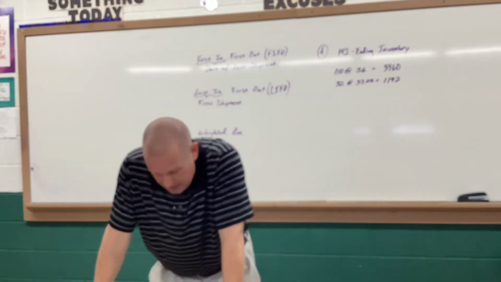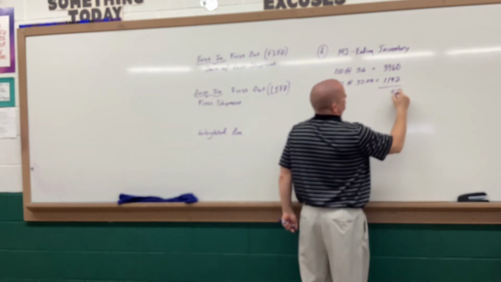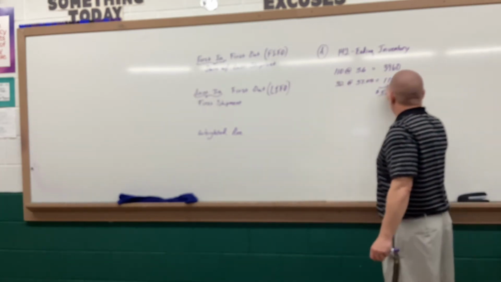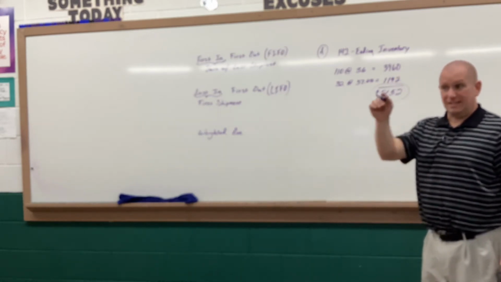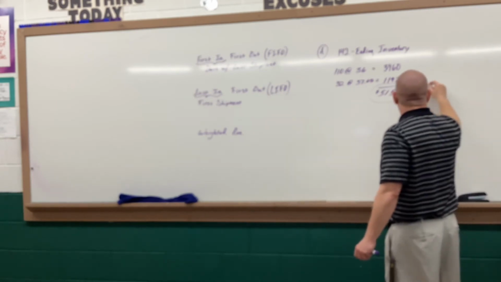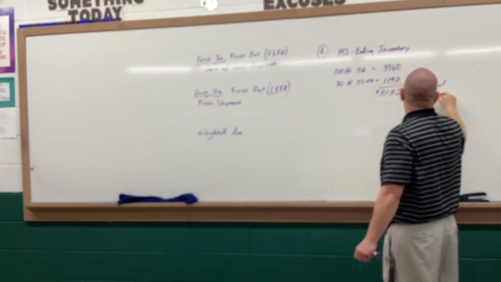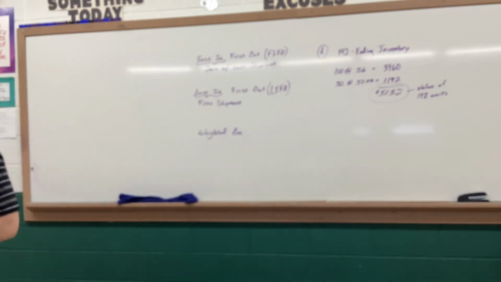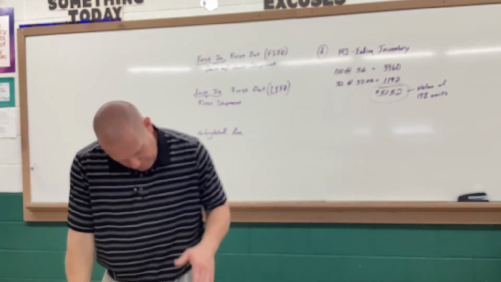Now from there, we're going to take this and just add them up. 51.52. This is my answer. It's pretty easy. What does that mean, though? It's the value of my inventory. So the value of my 142 units is 5,152. Make sense? All right, so look at B.